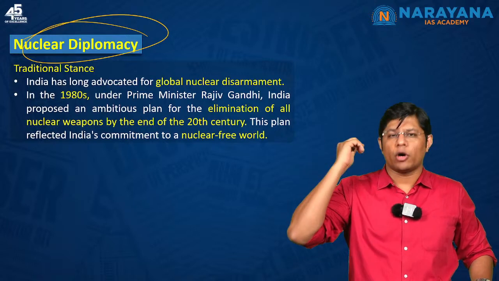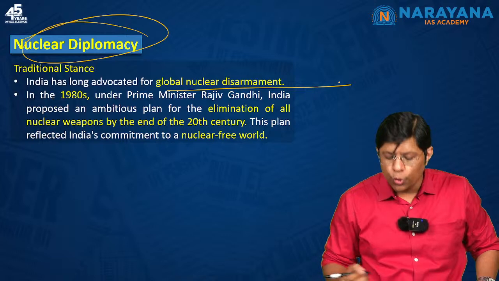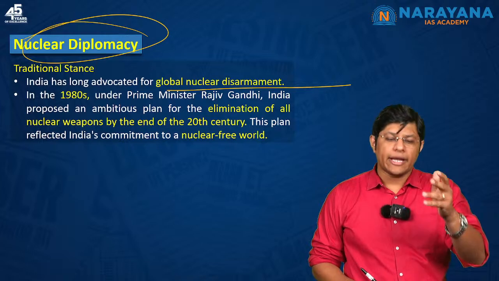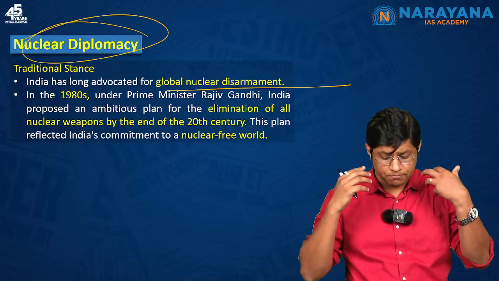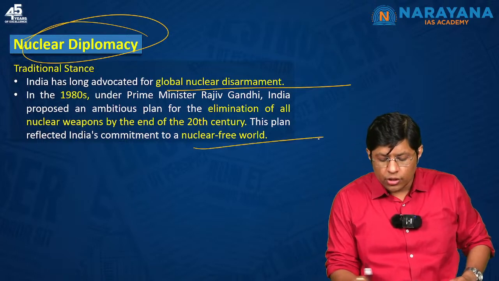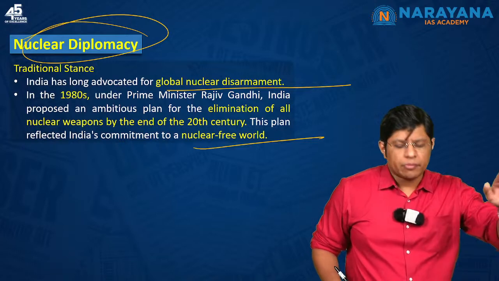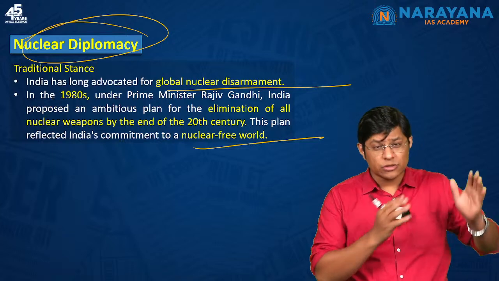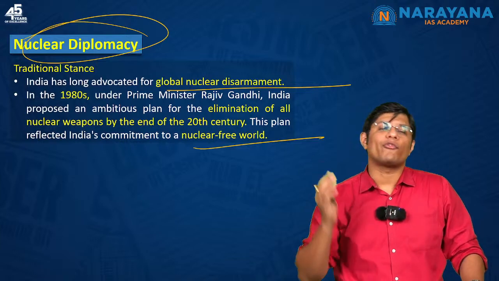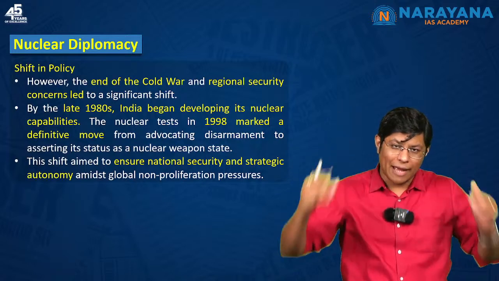Until the end of the Cold War, that is until the 1990s, India advocated for global nuclear disarmament, which means India was aiming to make the world a nuclear free world, which means India wanted to eliminate all the nuclear weapons in the world. So this was India's position with respect to nuclear weapons. Again, that changed after the end of the Cold War, that is in the year 1991, when the Soviet Union collapsed, disintegrated.